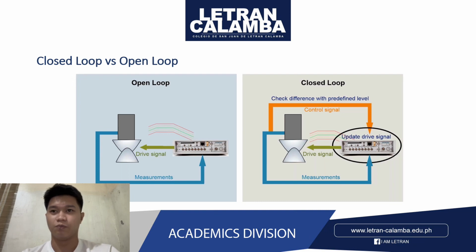In the closed loop, we're outputting the signal and then we check if that output is actually matching our profile. And if it's not matching our profile, we'll update the drive signal and then adjust to make sure that our output is matching our desired test profile.